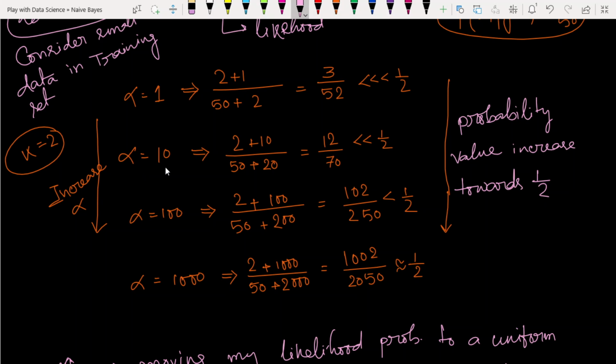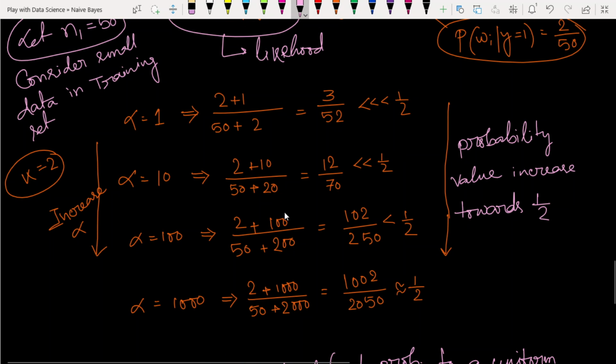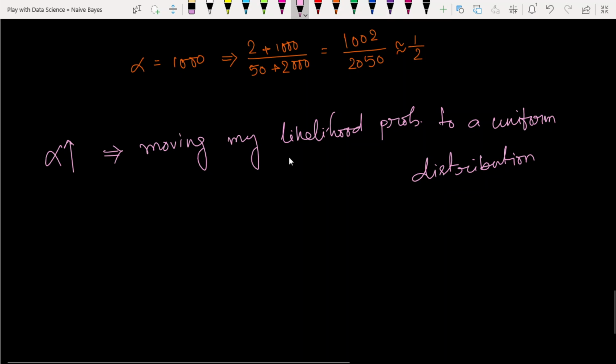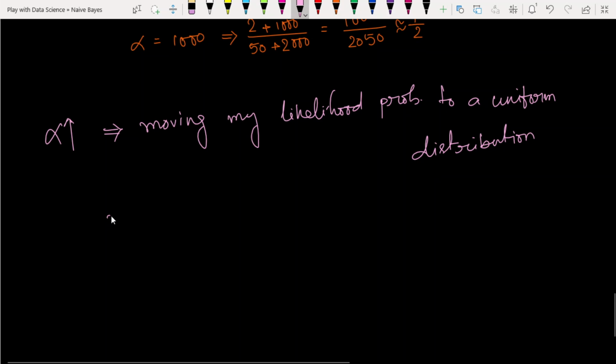When we increase this probability, our total likelihood probability increases. So when we increase the value of alpha, this probability tends to half. It means all the likelihood probabilities are going to be uniformly distributed, so every word has the same chance of occurring. Okay.